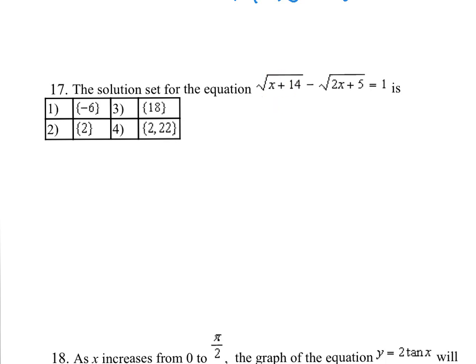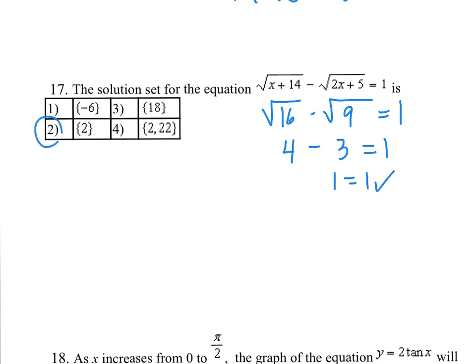Okay, let me write that for you. So if I plug in a 2 there, I'm going to get the square root of 16 minus, now let's plug in a 2 over here. So if I plug in a 2 over here, I'm going to get 2 times 2, which is 4, and 4 plus 5, which is 9. So then I'm getting the square root of 9, and let's see if that's equal to 1. Well, the square root of 16 is 4, minus the square root of 9, which is 3, and we can see, yay, that works. Okay? Now, the answer is choice 2.